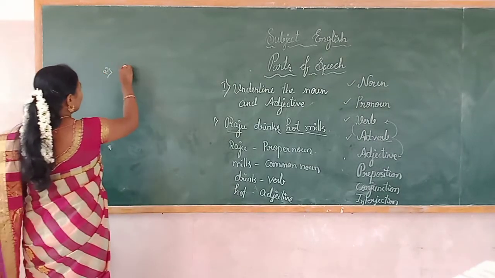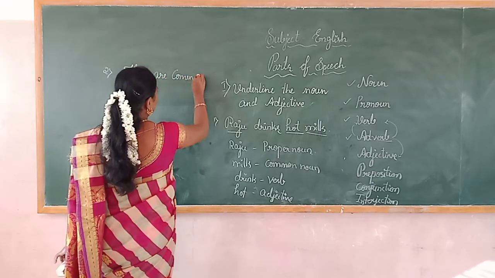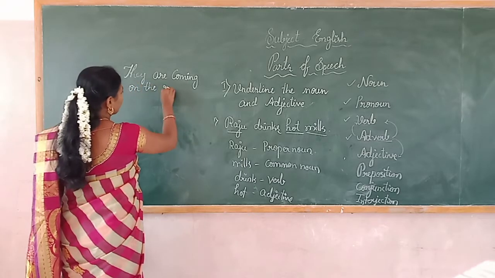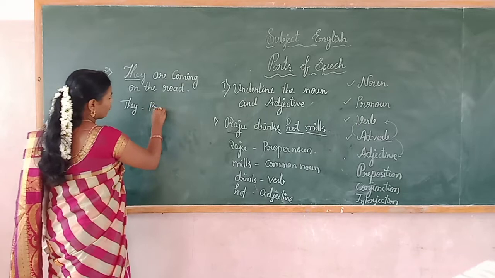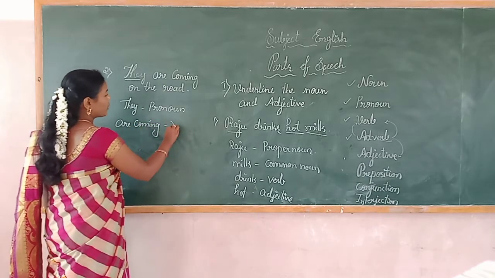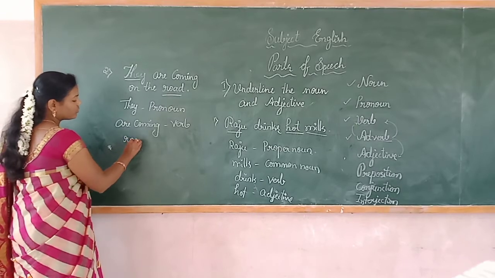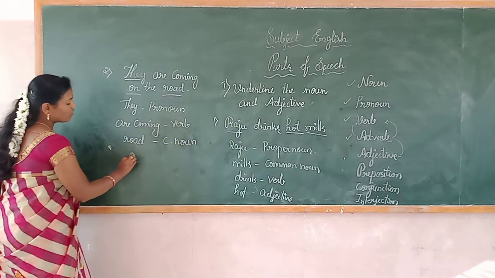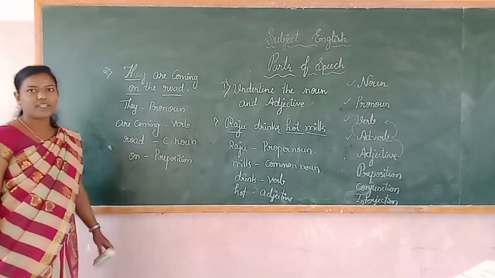Second example: they are coming on the road. So dear student, what is they? They is a pronoun. Are coming is the verb. And road, what is road? Road is a common noun. So, on. What is on? On is the preposition. Dear student, is there an adjective? No, there is no adjective.